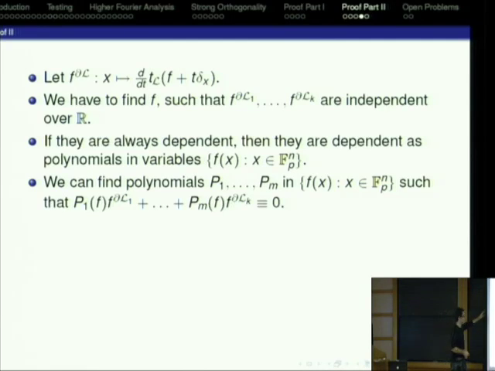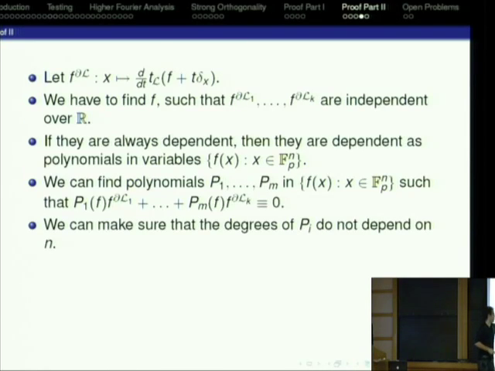So I'll continue the proof from here. We can find these polynomials such that you have complete cancellation here, so these functions are dependent over these polynomials. Now, we can make sure that the degree of these polynomials doesn't depend on n. It just depends on the size of these linear forms that we are using and k.